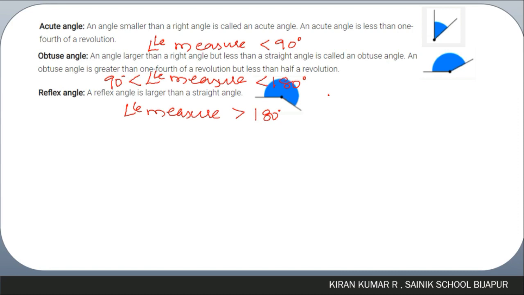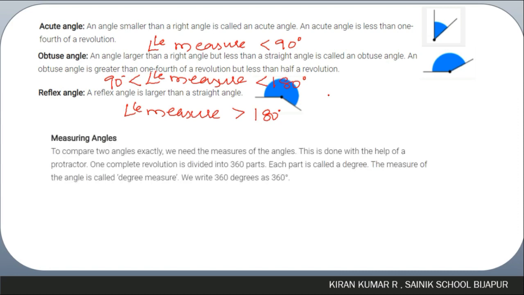Next concept is to measure these angles. To compare the two angles exactly, we need to measure those angles. This is done with the help of a protractor. One complete revolution is divided into 360 parts and each part is called a degree. Remember, each of the 360 parts is called a degree.